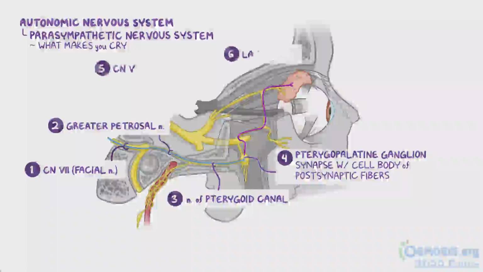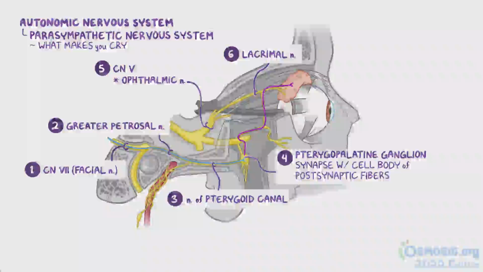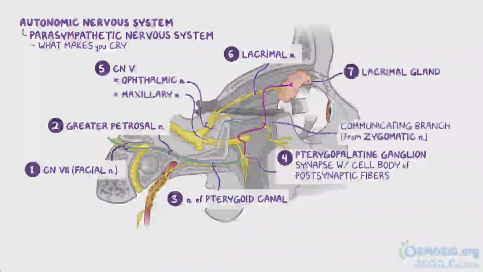Intuitively, we're talking about the lacrimal nerve, which is a branch of the ophthalmic nerve. This goes straight to the lacrimal gland, stimulating tear production, but it also receives a small communicating branch from the zygomatic nerve, which is a branch of the maxillary nerve.